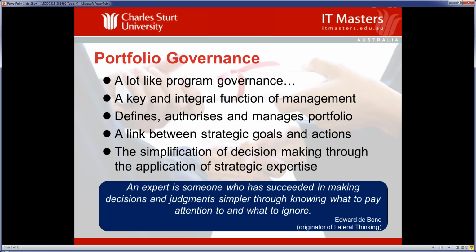It reminds me of a comment made by Edward de Bono, who is most famous as the originator of the concept of lateral thinking. He says that an expert is someone who has succeeded in making decisions and judgments simpler through knowing what to pay attention to and what to ignore. And it is exactly the same in this concept. What governance is trying to do is to simplify decision-making and judgments by knowing what we should be thinking about, what we should be focusing on, why we're focusing on it, how we're going to focus on it, and allowing us through that process to ignore lots of other things.